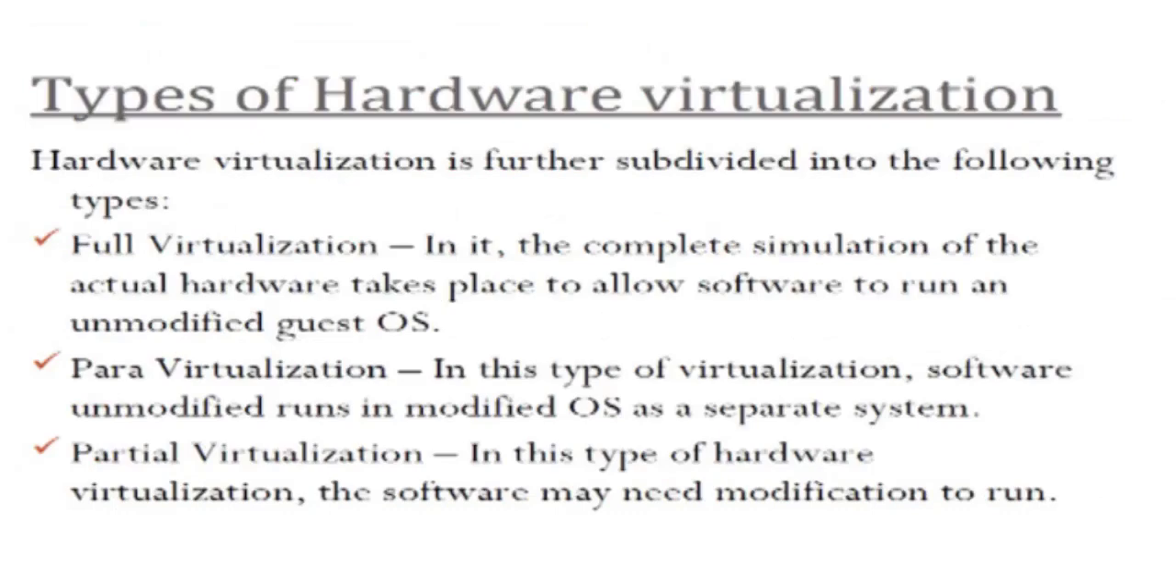Types of hardware virtualization. When you go for hardware virtualization types, you have full, para, and partial. Full: in it, the complete simulation of the actual hardware takes place to allow software to run an unmodified guest OS. Para virtualization: in this type of virtualization, software unmodified runs in a modified OS as a separate system. Partial virtualization: in this type of hardware virtualization, the software may need modification to run.